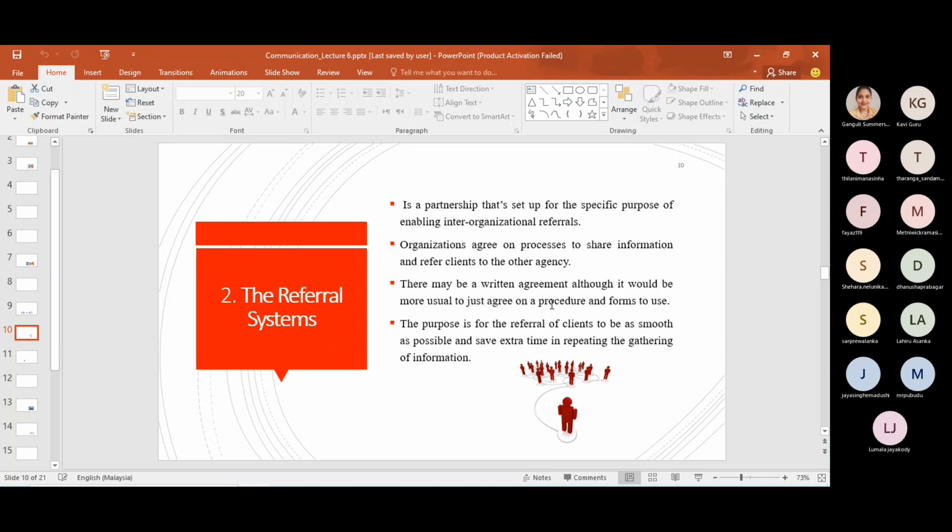Okay, so this is why we call it the referral system, because there's an organization which recommends their clients, their service users. There's an organization which recommends another organization to their clients or service users.